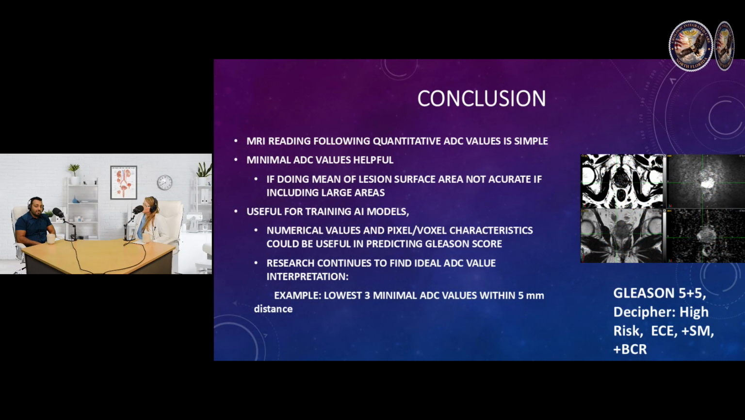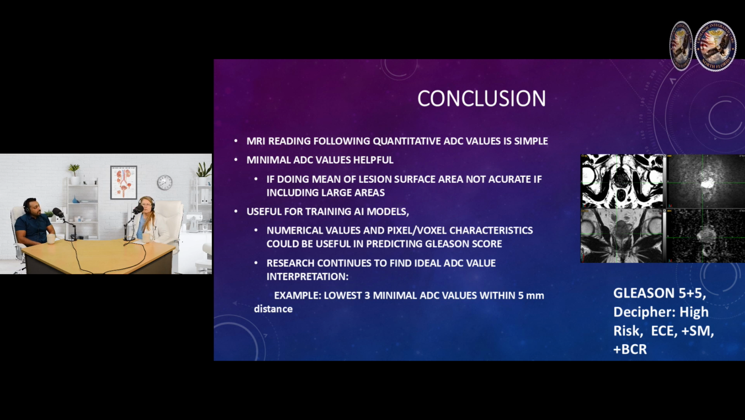Well, we've gotten to the conclusion. Basically, we found that MRI reading following quantitative ADC values can be simple. The minimal ADC value is very helpful. So if you have time to scan your MRI, look at the diffusion weighted image, find where the bright spot is, and then go into the ADC mapping and see what value that is.